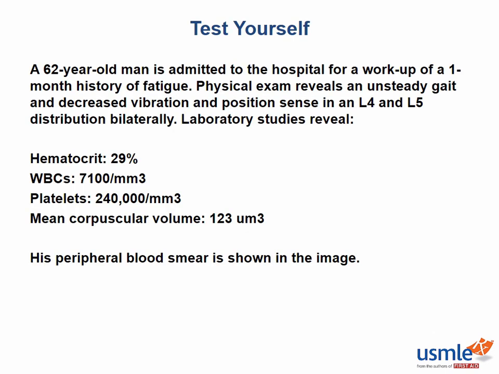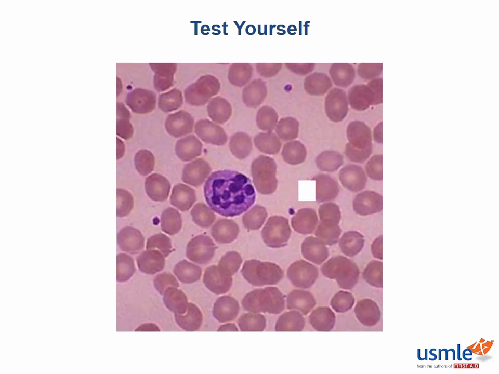Alright, so now let's try a question. We have a 62-year-old man that is admitted to the hospital for workup of a 1-month history of fatigue. Physical exam reveals an unsteady gait and decreased vibration and position sense in the L4-L5 distribution bilaterally. Laboratory studies reveal a hematocrit of 29%, white blood cells at 7,100, platelets at 240,000, and an MCV at 123. A peripheral smear is obtained and shown here.